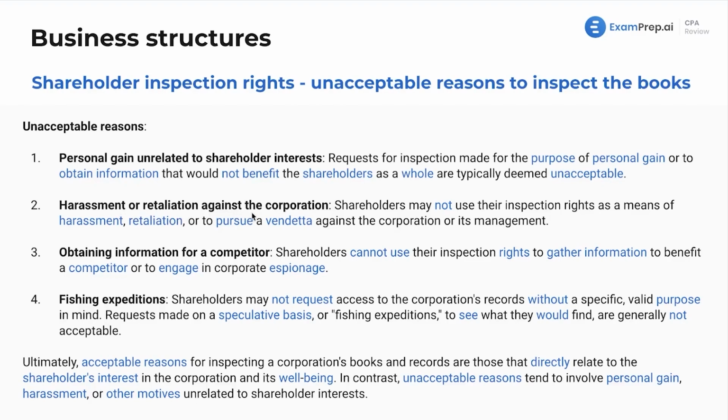Harassment or retaliation against the corporation. Shareholders may not use this right as a means of harassment, retaliation, or to pursue a vendetta against the corporation or its management. Basically, just continually pestering them to see the books in order to be a pain.